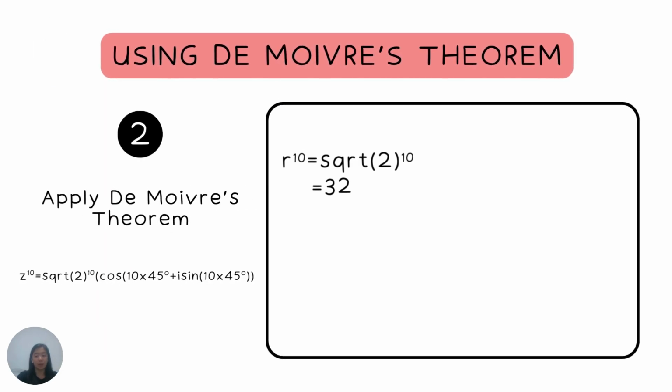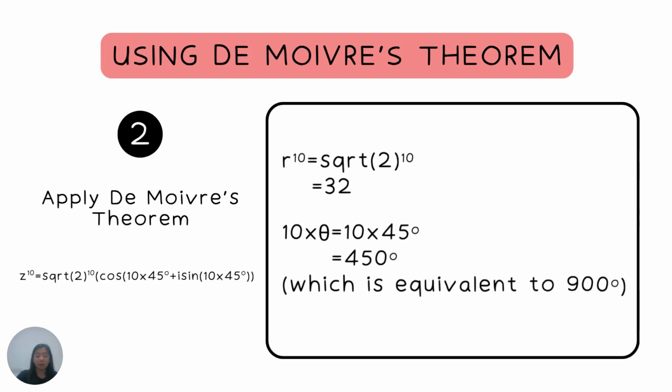And now we apply the movers' magic. We take the square root of 2 and raise it to the 10th power, which gives us 32. Then we take our 45-degree angle and simply multiply it by the exponent 10. That gives us 450 degrees.